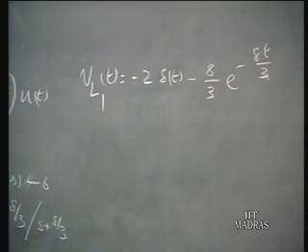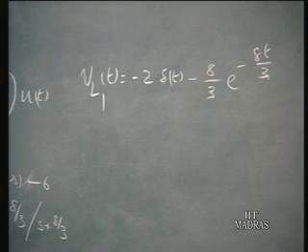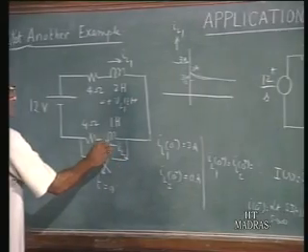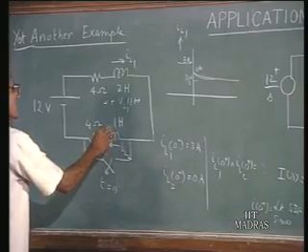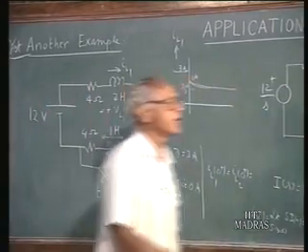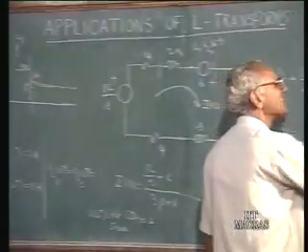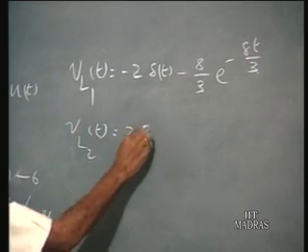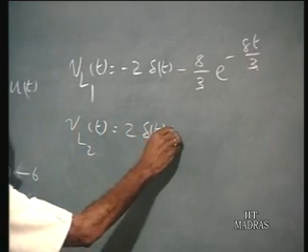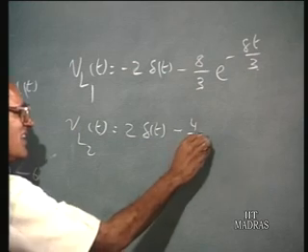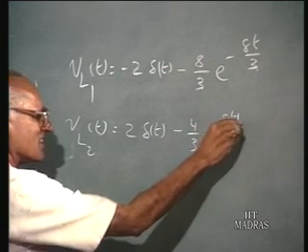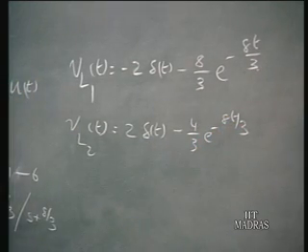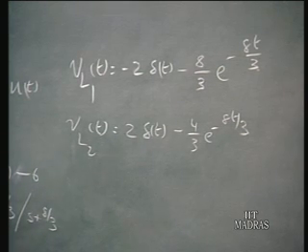And likewise, if you calculate VL2 of t, that is the voltage across this, between these 2 points, you will get the result 2 delta t minus 4 upon 3 e to the power of minus 8t upon 3.